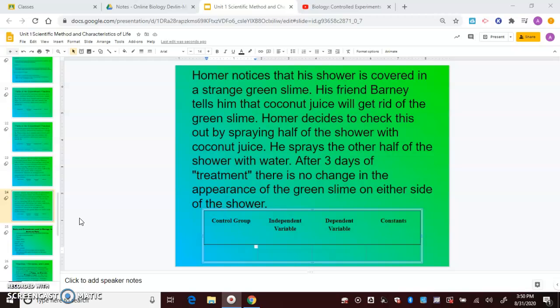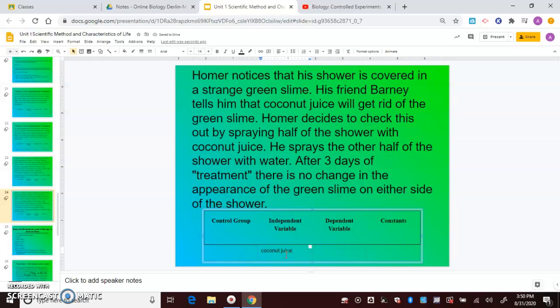All right, here's another example. Homer notices that his shower is covered in a strange green slime. His friend Barney tells him that coconut juice will get rid of the green slime. Homer decides to check this out by spraying half the shower with coconut juice. He sprays the other half of the shower with water. After 3 days of treatment, there is no change in the appearance of the green slime on either side of the shower. So what's the independent variable? What's the change being done? It would be the coconut juice, because that's what he's changing.